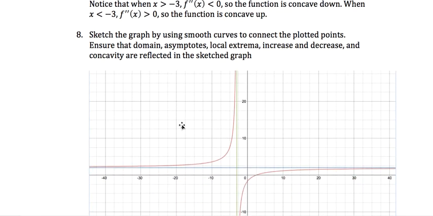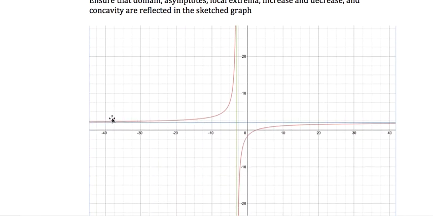If you look at this graph, you can easily see that from negative infinity to negative 3, the function is concave up. Then from negative 3 to positive infinity, the function is concave down. And y equals 2 is the horizontal asymptote, and x equals negative 3 is the vertical asymptote. And on each interval of its domain, from negative infinity to negative 3, the function is increasing, and from negative 3 to positive infinity, the function is also increasing. So we finish sketching this graph.